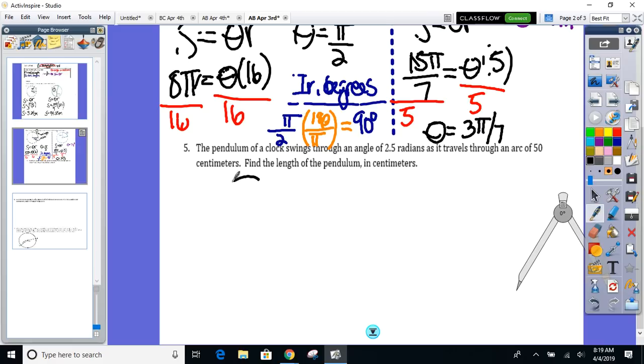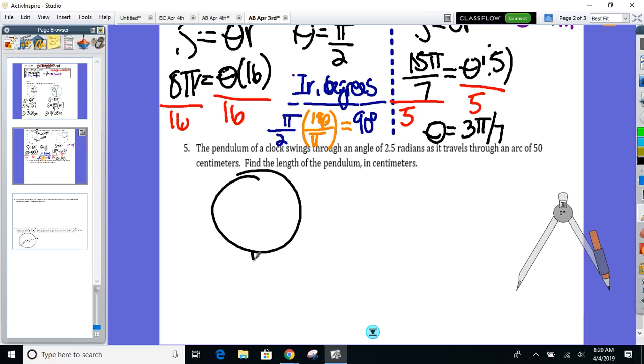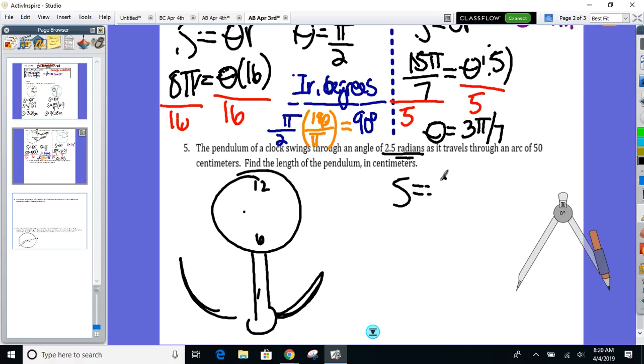All right, pendulum of a clock. I'm not going to do this any justice one bit, but the part that hangs down there, and swings back and forth on a clock. All right, going back and forth. Has an angle of 2.5. Hey, radians. So the angle is in radians. So I'm probably going to want to use S equals theta r.